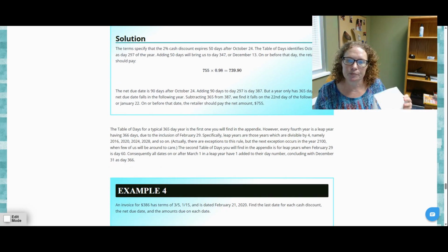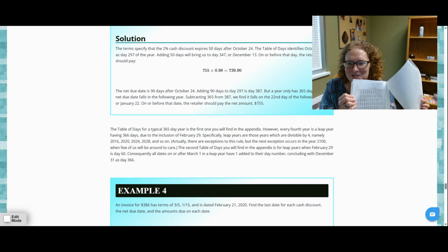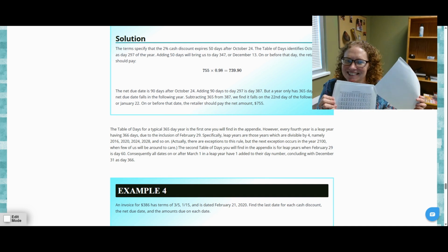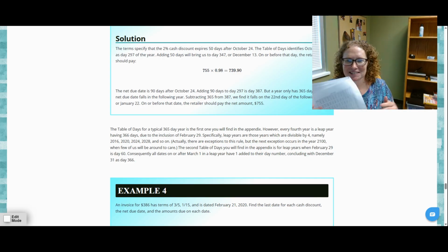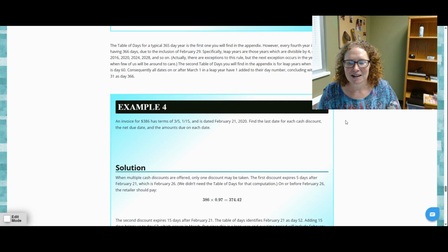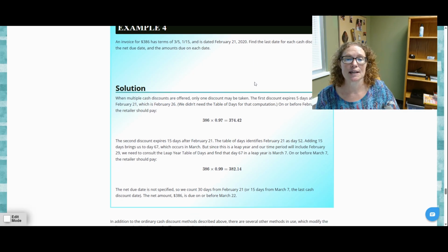Now, remember, we have leap years. If it asks you about a leap year, then there's another table for that because the number of days is different. So again, if we look at this example, the invoice is $386 and you've got these terms. Find the last date of each cash discount, the net due date, and the amounts due on each date.